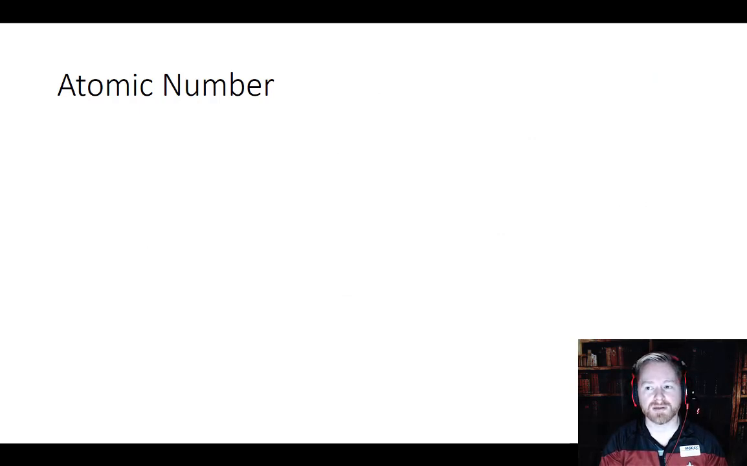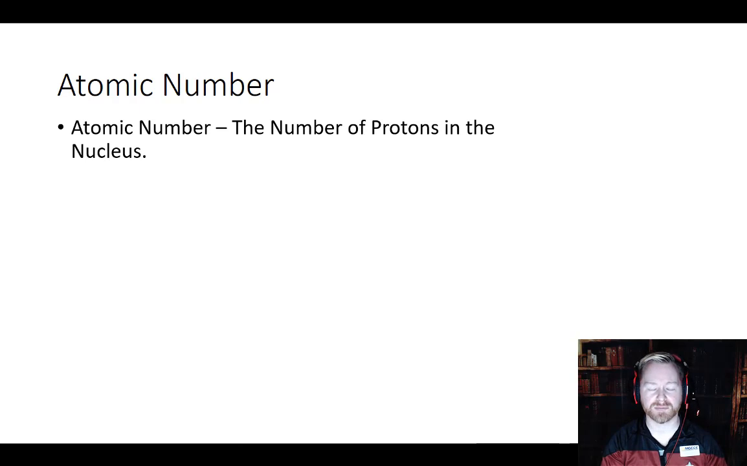So now that we know a little about the anatomy, let's start putting some terms with it. Let's start looking at some of the different ways that we will represent these. So the first one's going to be the atomic number. We use this number to kind of represent the element. So the atomic number is the number of protons that is in the nucleus.